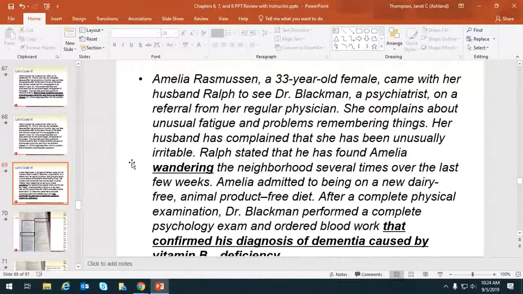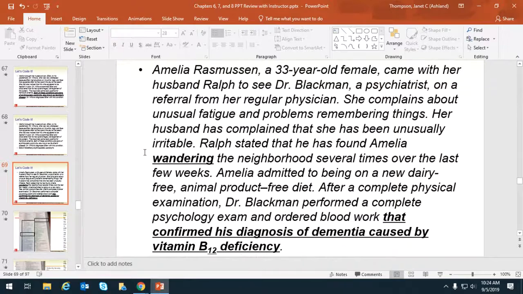Let's see. Amelia came with her husband Ralph to see her doctor. She complains about fatigue and problems with remembering. Her husband complained that she's been irritable. He's found Amelia wandering the neighborhood several times over the last few weeks. She admitted to being on a new diet. After a complete physical, the doctor confirmed her diagnosis is dementia caused by B12 deficiency.